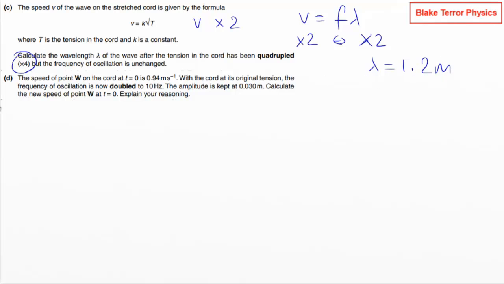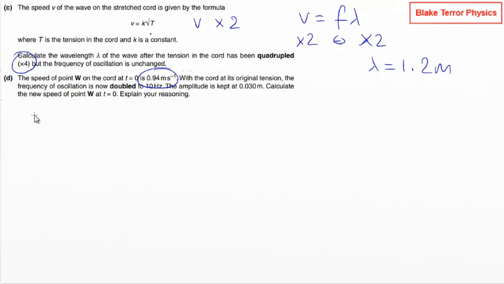Right, last part. Speed of point W on the cord at t equals 0. So that was the one that was at the equilibrium point, so it's going at the fastest, at 0.94 meters per second. The cord is at original tension, so we've not changed the tension at all. Frequency of oscillation is now doubled to 10 hertz. Amplitude is kept the same.